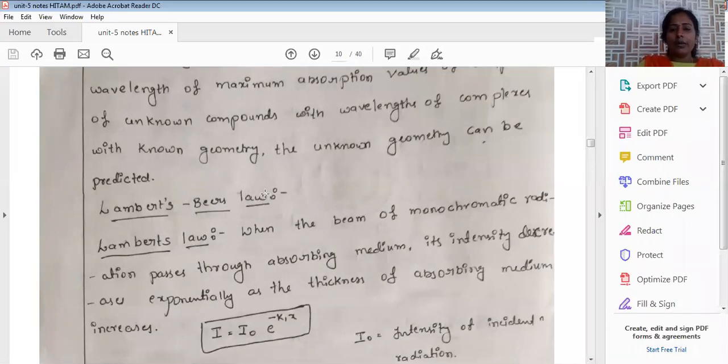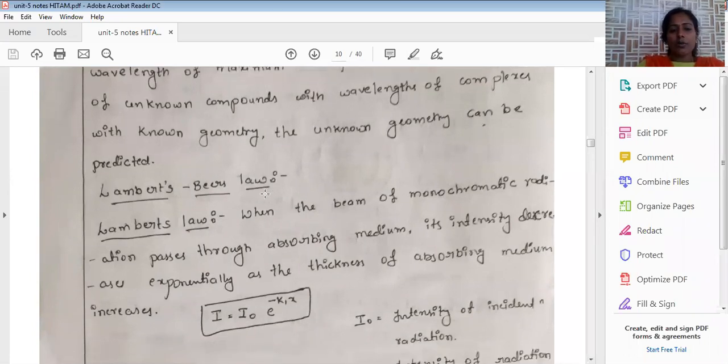Any chemical reaction, how far it is proceeding, and its rate of reaction, that is chemical kinetics, is also studied using UV visible spectroscopy. UV visible spectroscopy is also important to determine the geometry of a compound, whether the compound is octahedral, square planar, or tetrahedral, which can be easily identified by using their wavelength region. Based on that wavelength, we can identify the geometry of a given unknown compound.